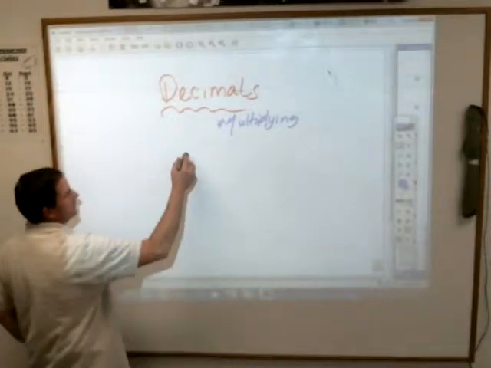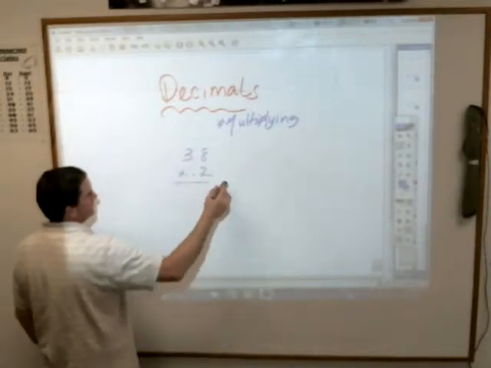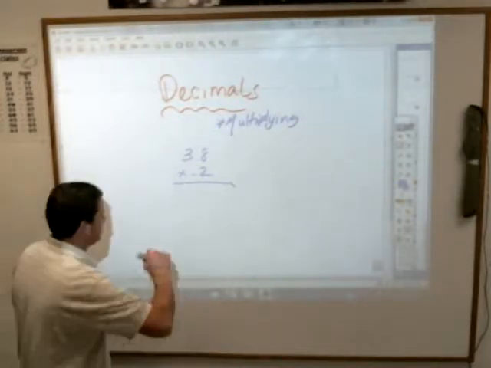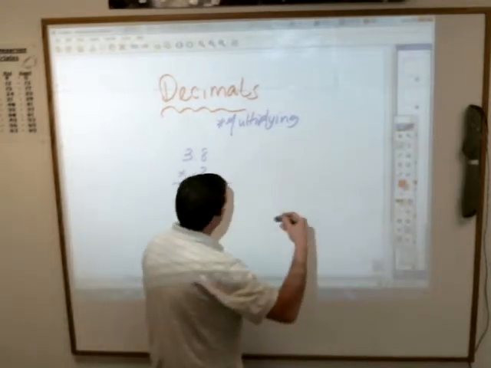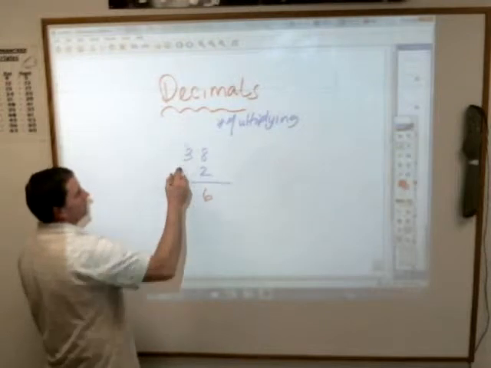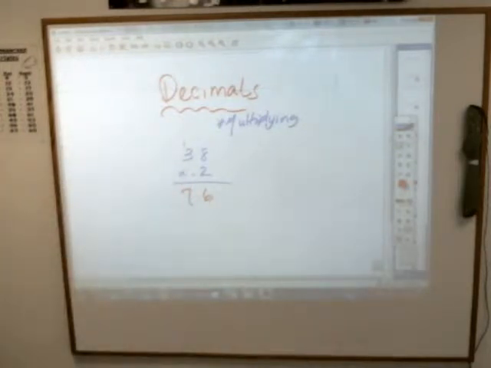You multiply like 3.8 times 0.2. If you look in your notes, the steps were what? The first thing you're supposed to do is, you don't have to line up the decimals. Secondly, you multiply like normal. It's the same thing as 38 times 2, which is going to give you 76. And then the question just is, where does the decimal go?